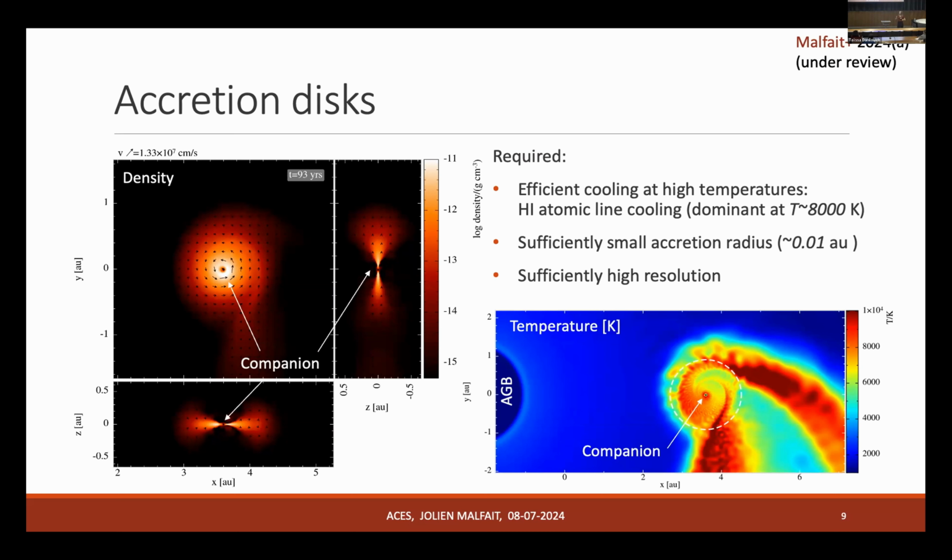In the lower right corner, you see the temperature distribution. This is in the orbital plane slice. And you see that the temperatures are still quite high. They still go up to 10^4 Kelvin, even with this H1 cooling. And then on the other side, you see in the big square the orbital plane density distribution, and the other two are the edge-on density distributions. And there you see that the disk has a flared shape.